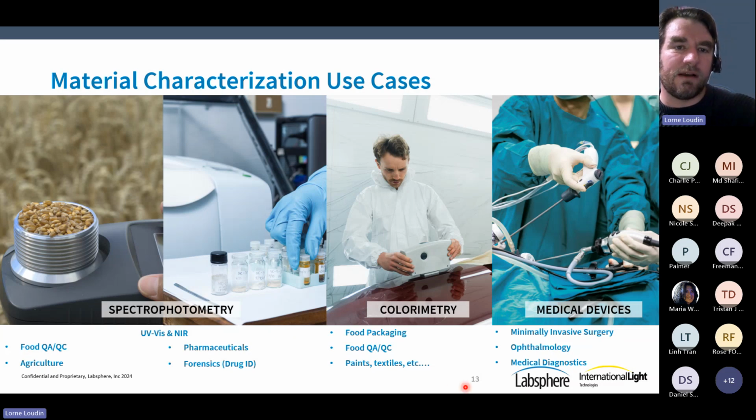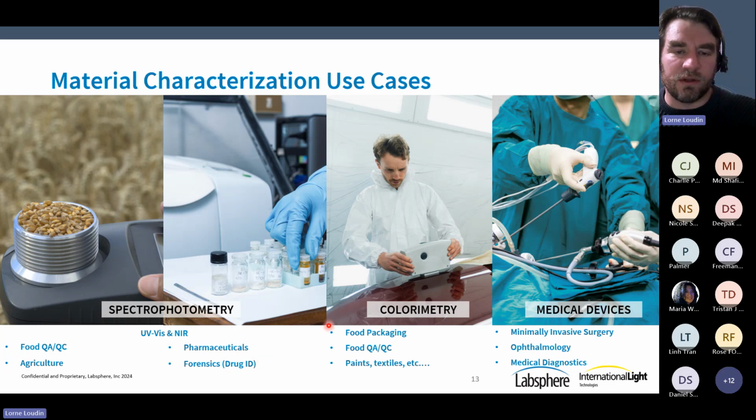So some of the key applications that we see at LabSphere for material characterization are where people are using integrating spheres, integrating chambers, and diffuse reflectance calibration standards, reference reflectance standards, in spectrophotometry, and that's generally in the UV-vis-near IR, with food quality assurance, quality control, and agriculture, pharmaceuticals, forensic, drug ID, and materials characterization in general.